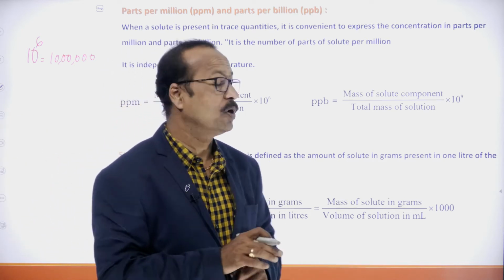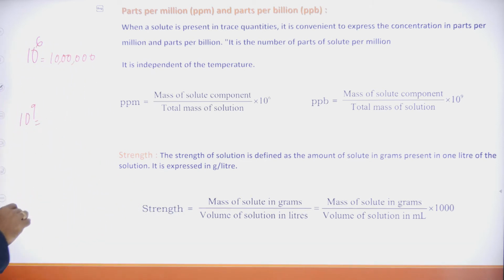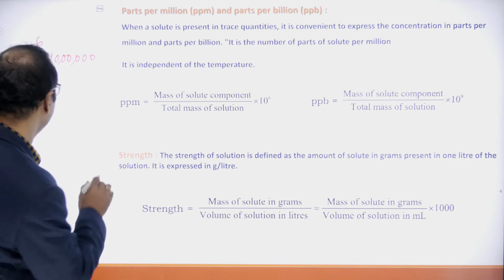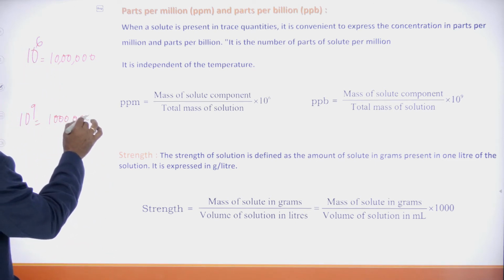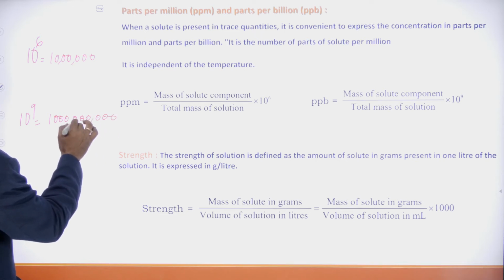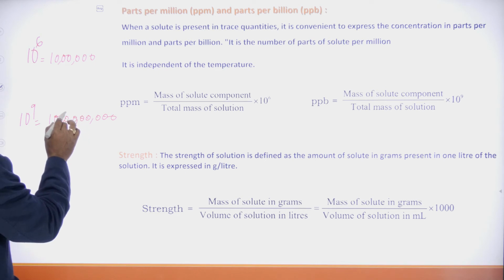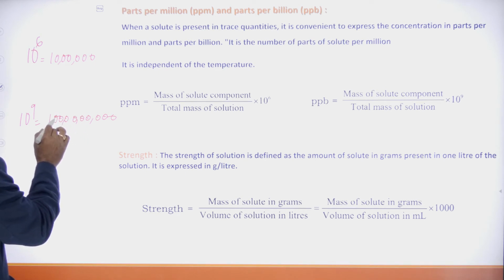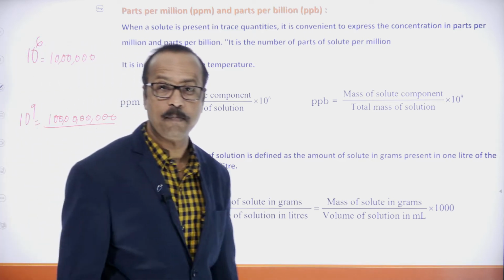Billion means 10 to the power of 9. What is meant by that? 10 to the power of 9 means 1 beside 9 zeros: 1, 2, 3, 4, 5, 6, 7, 8, 9. So unit, 10, 100, 1000, 10,000, lakh, 10 lakhs, crore, 10 crores, 100 crores. So 100 crores of particles are there.